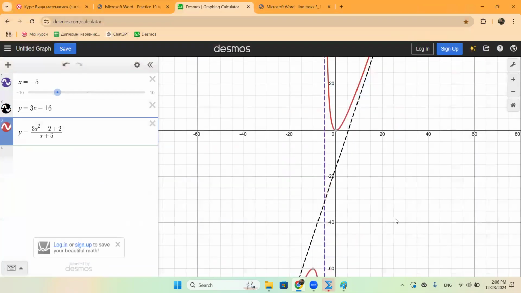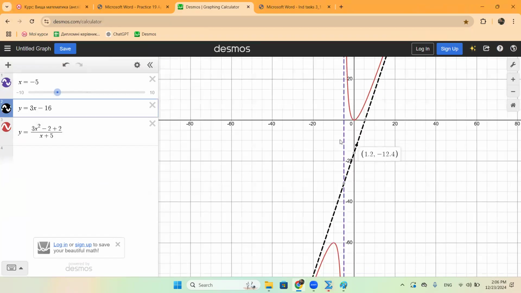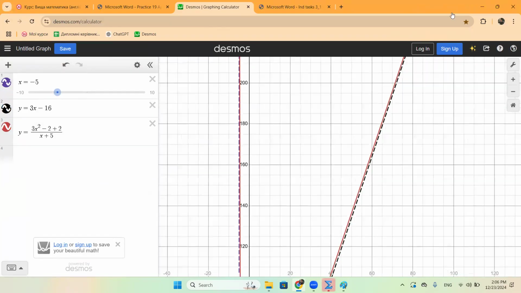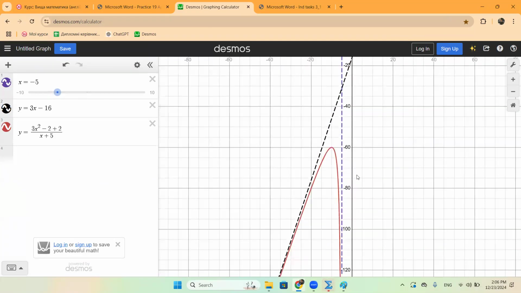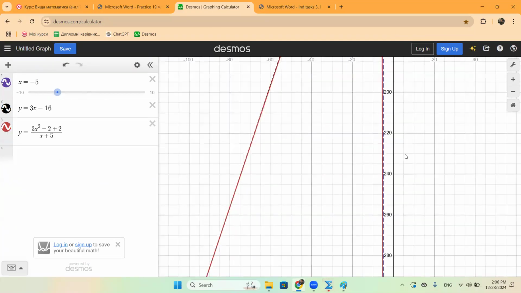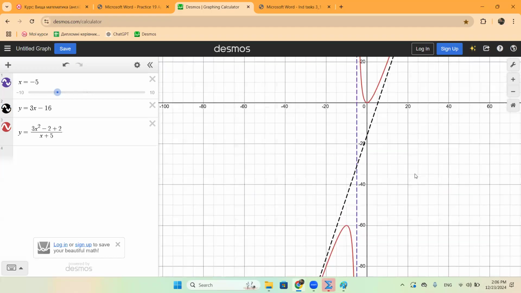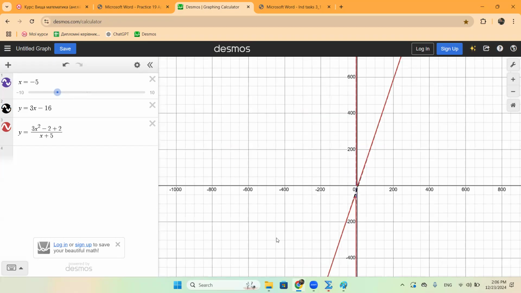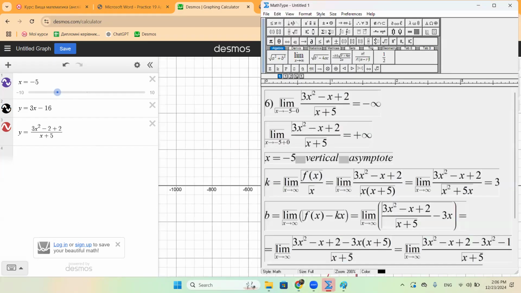As we can see, it approaches the asymptotes but never intersects with them and never touches. Any questions about this task? No questions. Okay.